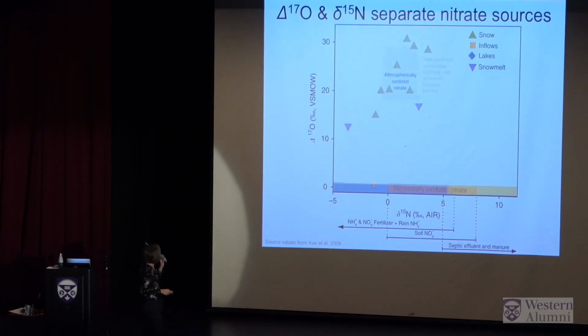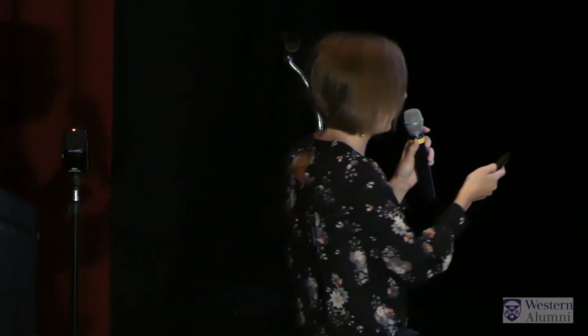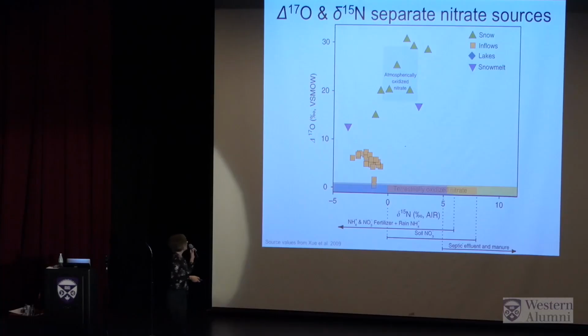So when we plot our samples, we see that the snow and the snowmelt plot near the atmosphere. That makes sense because the last time I checked, snow came from the atmosphere. So that makes sense, and our method is working. Inflows and lakes plot closer to the land surface, but slightly above. And anything that's above 0 has some influence from the atmosphere.